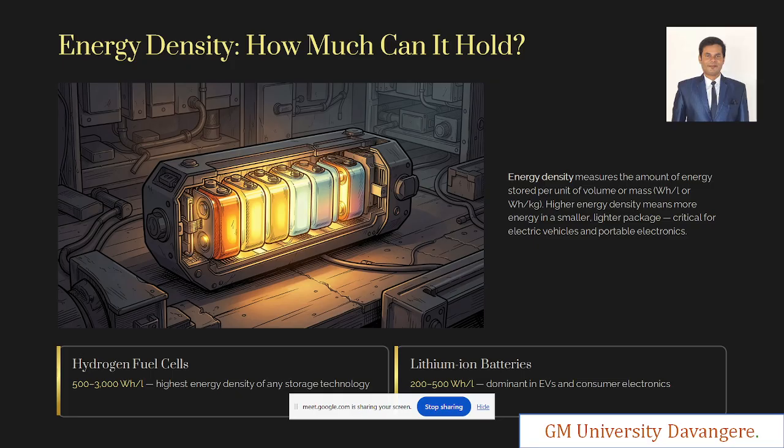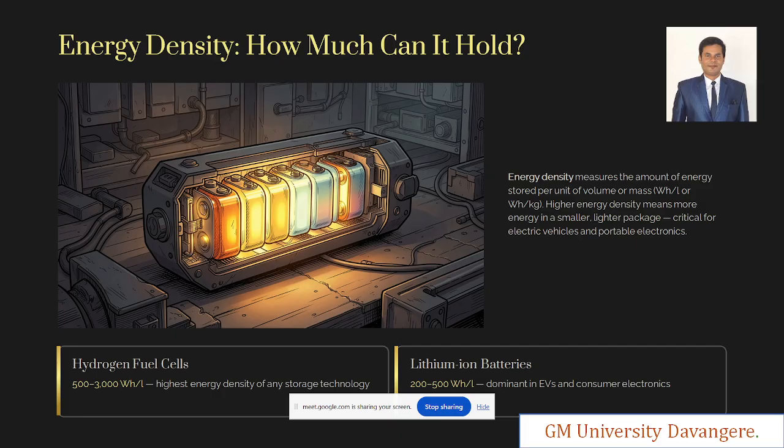If you see the energy density, how much can it hold, right? Energy density measures the amount of energy stored per unit volume or mass, or you can say watt hour per kg. Higher energy density means more energy in a smaller, lighter package, which suits electric vehicles or portable electronics. Especially, as I've given the example of batteries, right?